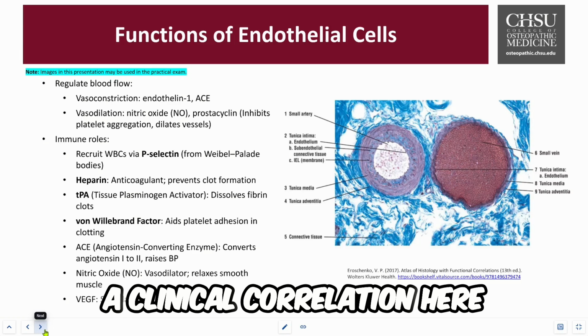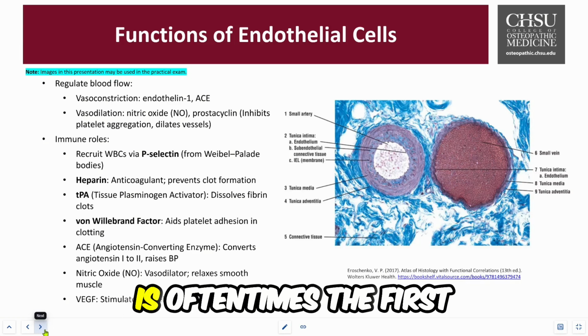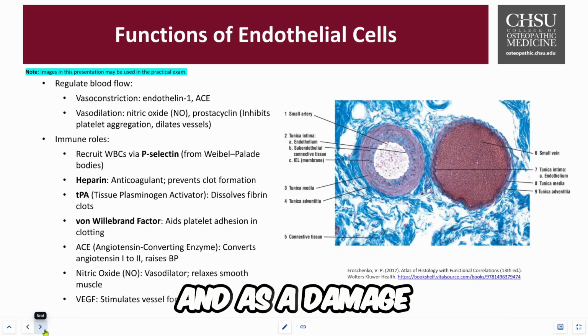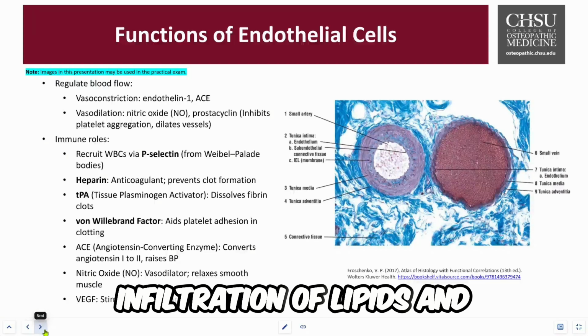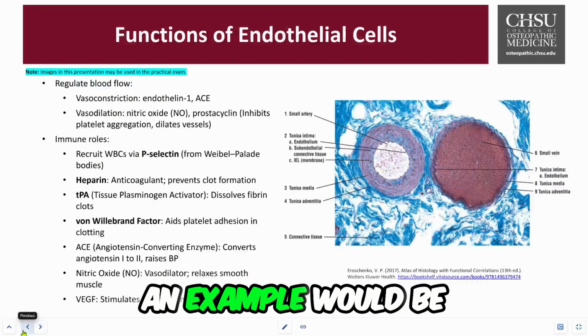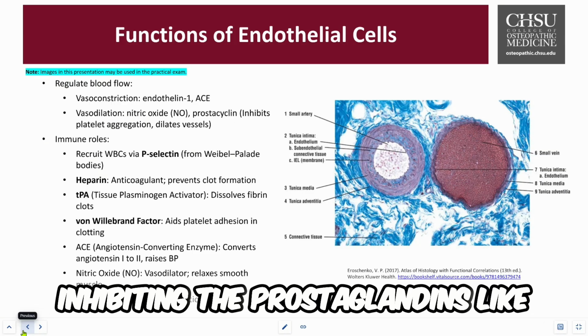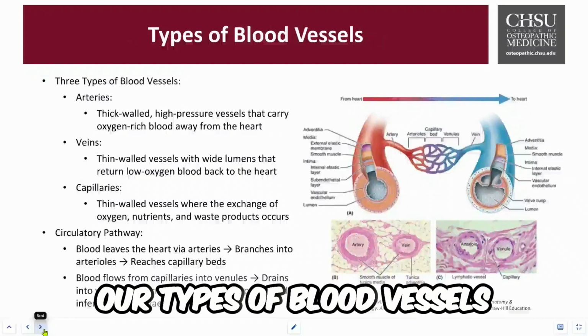A clinical correlation here is that dysfunction of the endothelial layer is oftentimes the first step in the development of many kinds of cardiovascular diseases, as a damaged barrier allows for initial infiltration of lipids and inflammatory cells. An example would be aspirin, a common medication that works by inhibiting prostaglandins like prostacyclins, and can help reduce platelet aggregation.